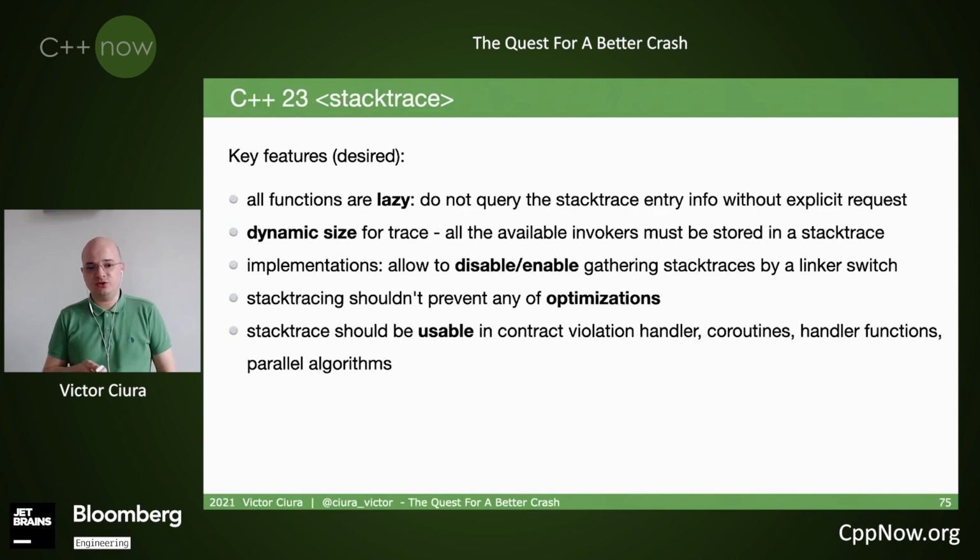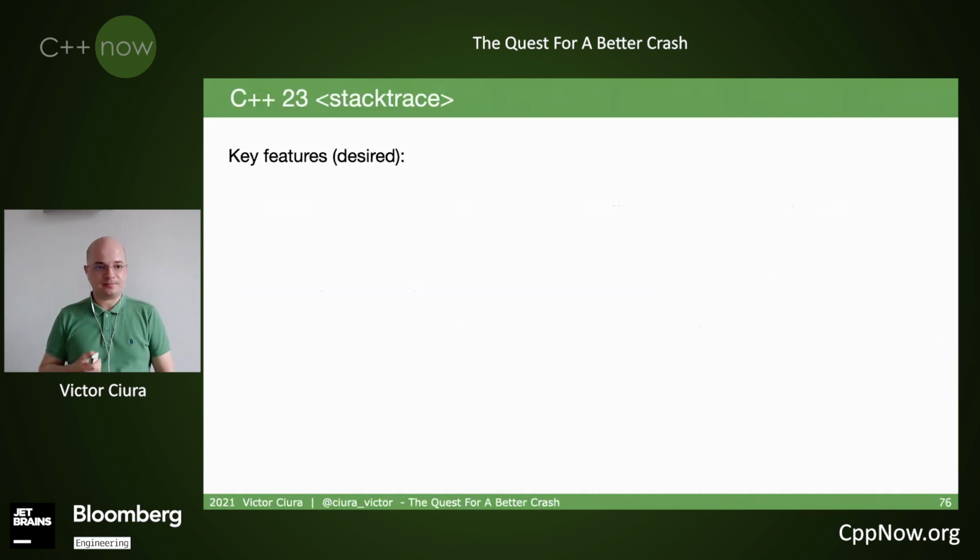And the StackTrace should be usable in a contract violation handler, in coroutines, in handler functions, and parallel algorithms. So you want to have minimum barrier of entry, and you want them to be as lightweight as possible so that they can be used in any context possible. So in interruptible, in suspendable, and resumable functions, in handlers and everything. Key features desired.